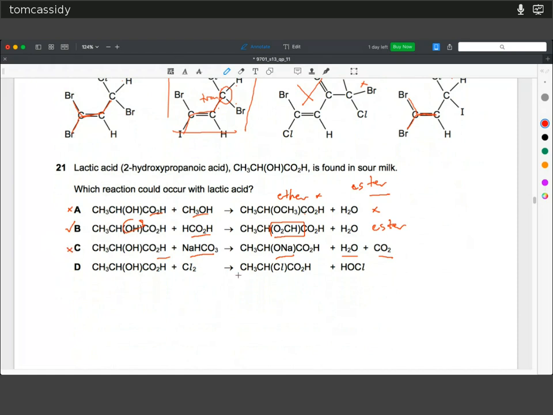And this last one is a distractor, because that's a reaction that's not going to happen at all. So the answer there is B, because you've genuinely got an ester reaction between methanoic acid and the alcohol group on the lactic acid. So the answer there is B.